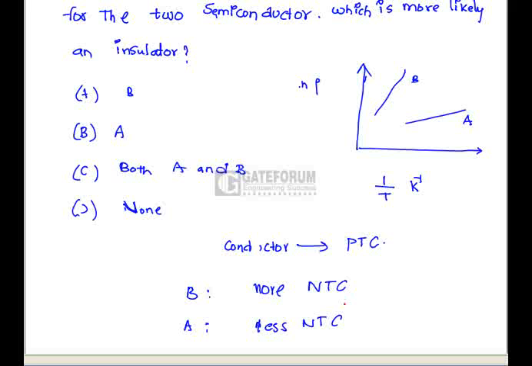We know that a conductor has a positive temperature coefficient, so a less negative temperature coefficient means it is most likely behaving as a conductor, whereas B has a more negative temperature coefficient. Hence B acts as an insulator compared to semiconductor A. Hence option A is correct.